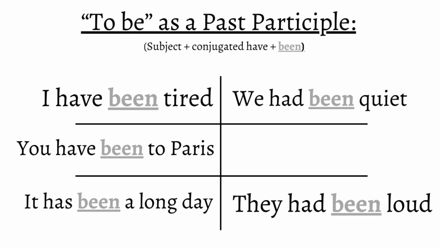Some examples can be, I have been tired, you have been to Paris, it has been a long day, we had been quiet, and they had been loud. At this point, the phrases with conjugations and tenses get very complicated, so I will stop here, but will continue the topic in future videos.